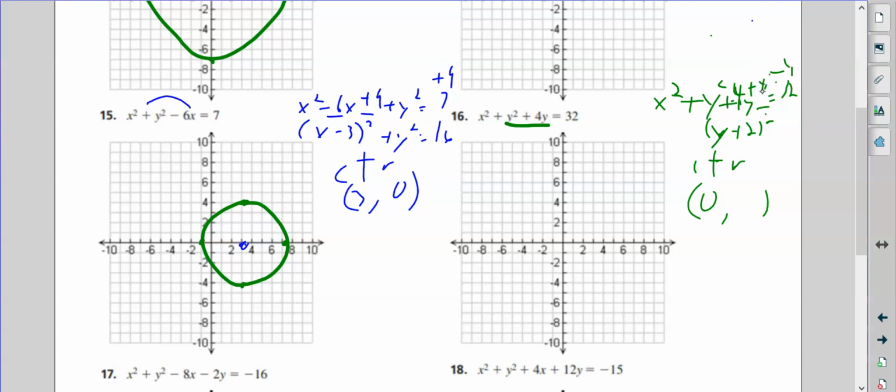So that's going to give me x squared plus y plus 2 squared equals 36. So remember, this is really y minus negative 2. So negative 2 goes here. That means my center is right there. And therefore, the square root of 36 is 6. So I'm going to go out here and here, down 6, up 6. And there's my circle.